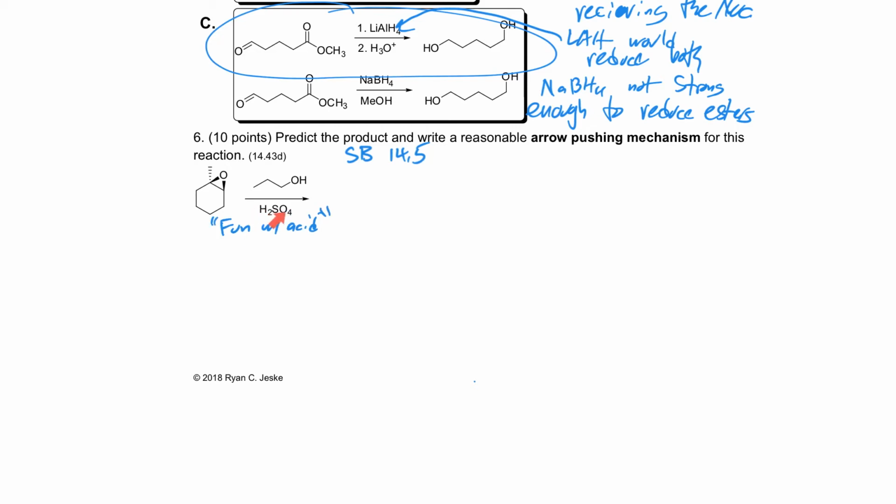We've got strong acid here. That's the only clue we need to know that we have a fun with acid problem. That means you should be drawing cations all over the place. You should not use this sulfuric acid as a nucleophile. You should not use it as a base. You should not use it as anything except a strong acid.